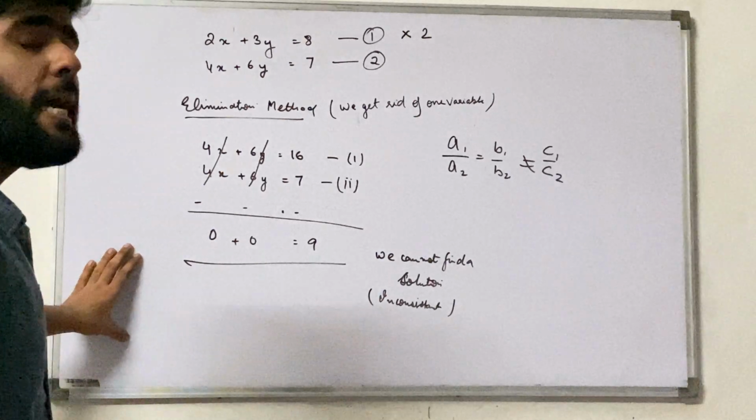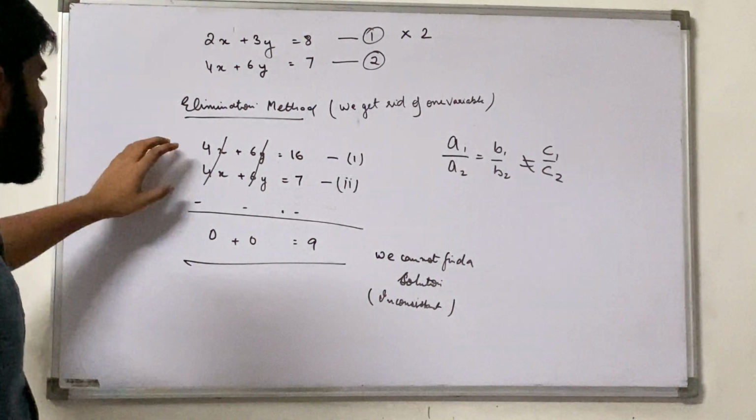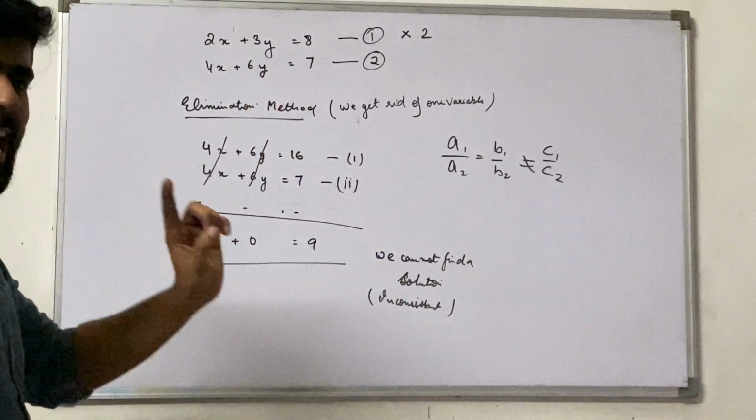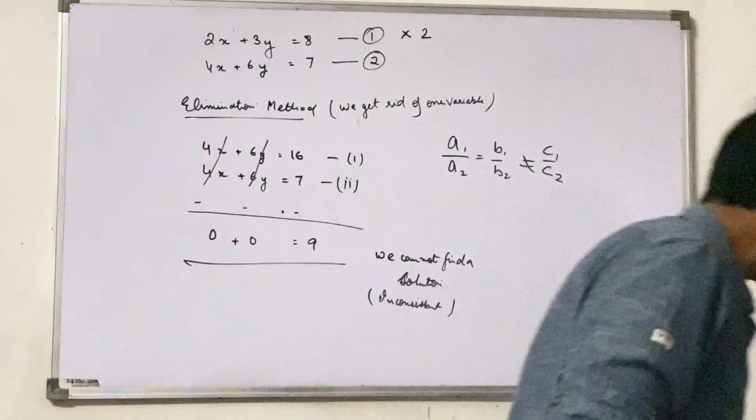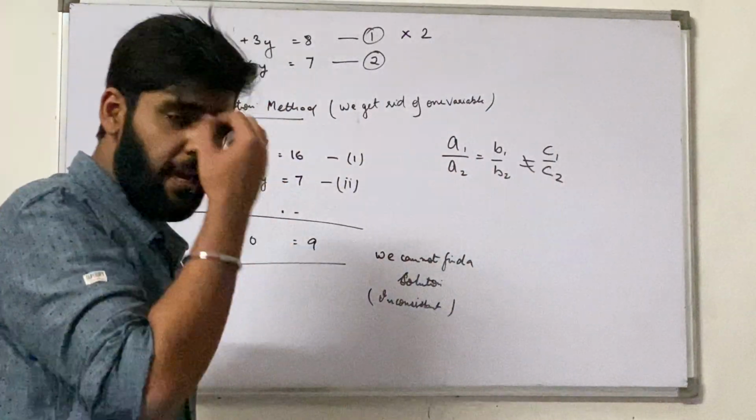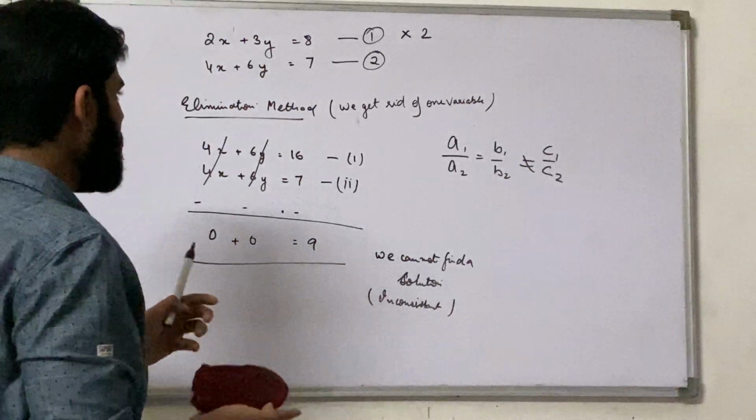This is how we do elimination method. First we need to just get rid of one of the variables. We will take another example in which we will be able to find the answer for the question.